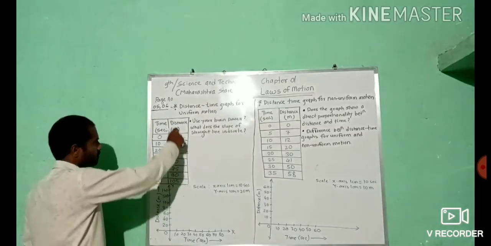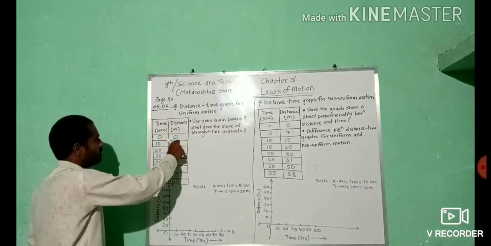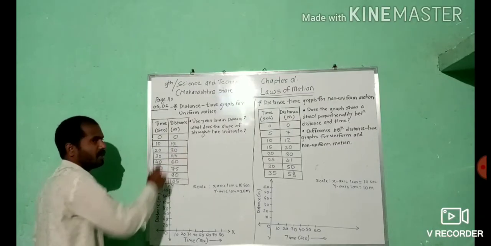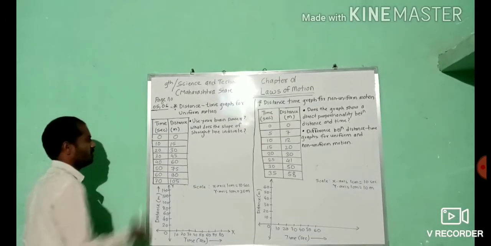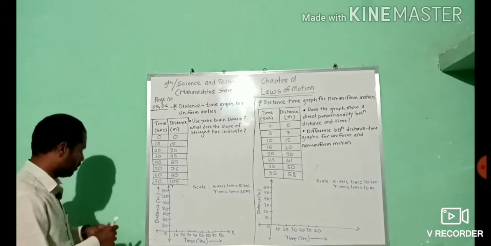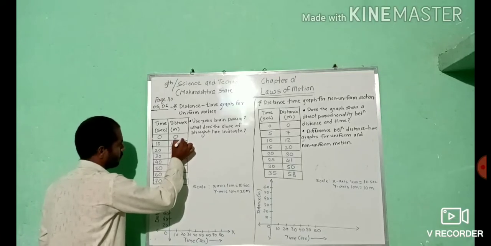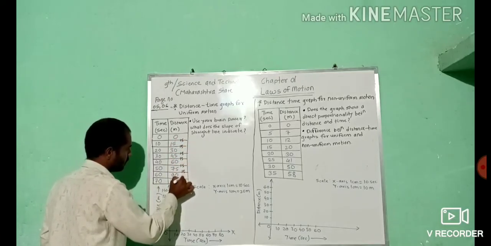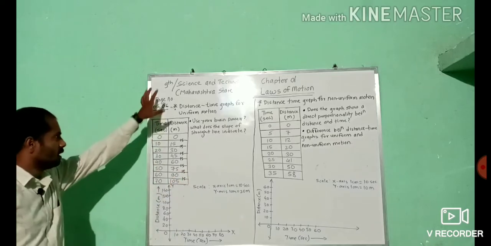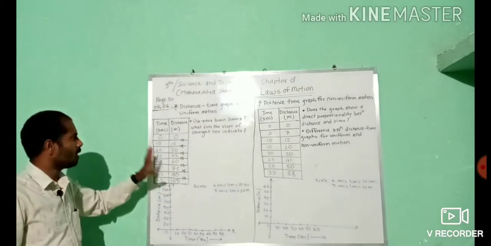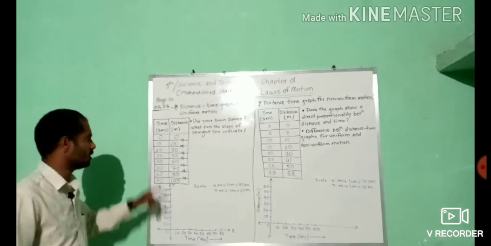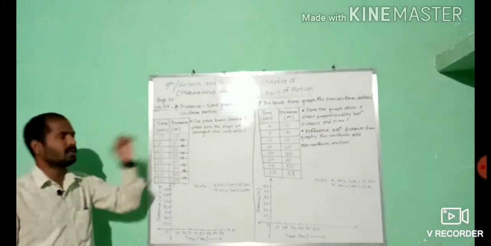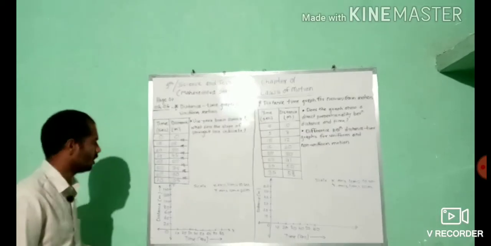Now, what is the distance? Distance goes 0 to 15, again 15 to 30, which means a difference of 15 meter. Again 30 to 45, which means a difference of 15 meter. So 15 meter is the difference, which means that the car covers an equal amount of distance in an equal amount of time. So it has a uniform motion. We have learned that already.